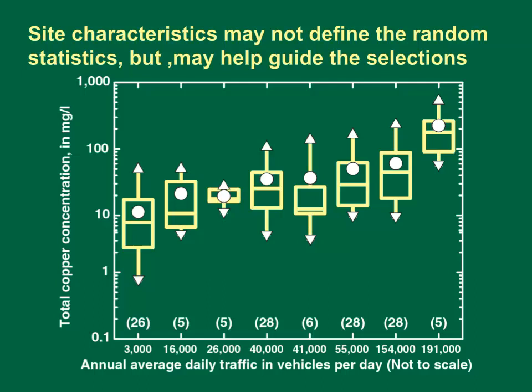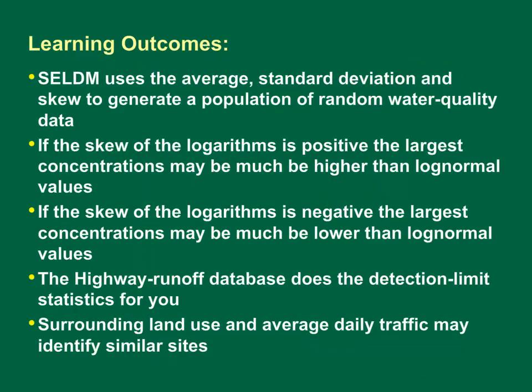When modeling water quality as a random variable, we want to pick a representative site. In SELDM, we may pick statistics from a few sites to see the difference. In this module, we learn that SELDM uses the average, standard deviation, and skew to generate a population of random water quality data. If the skew of the logarithms is positive, the largest concentrations may be much higher than the associated log-normal values. If the skew of the logarithms is negative, the largest concentrations may be much lower than the associated log-normal values.